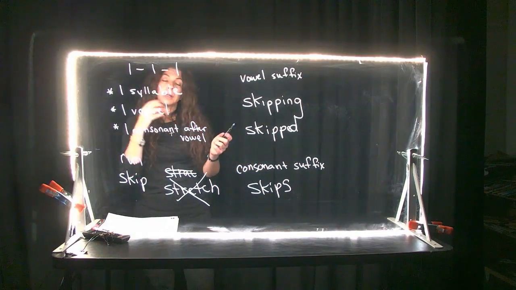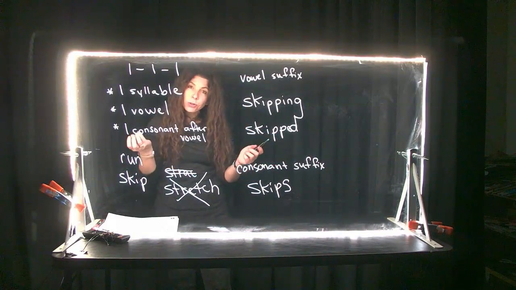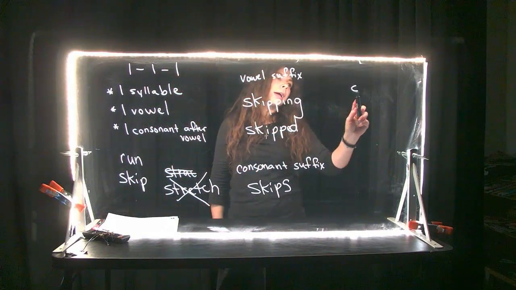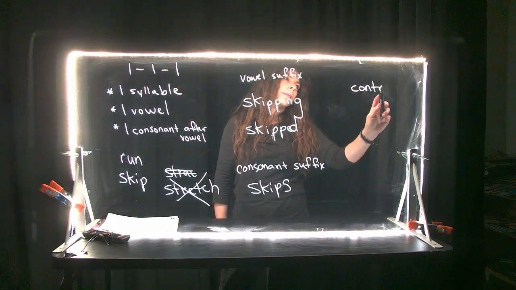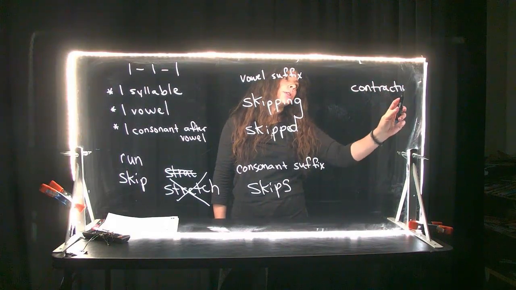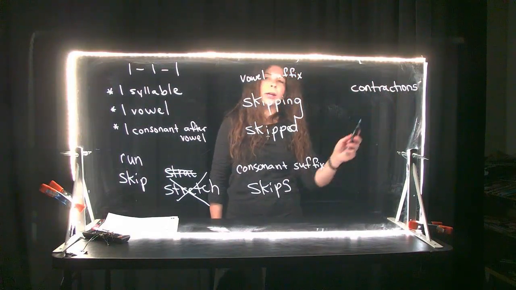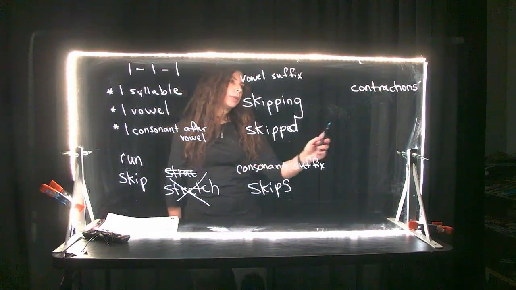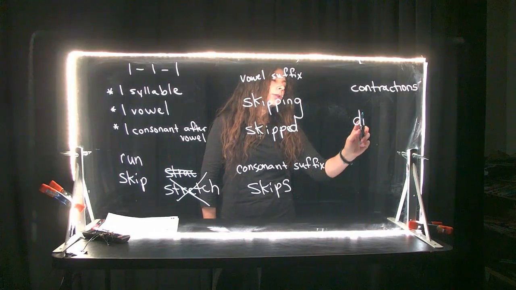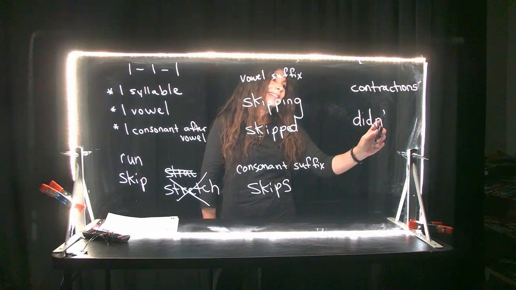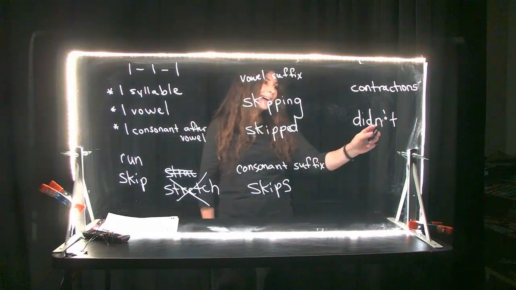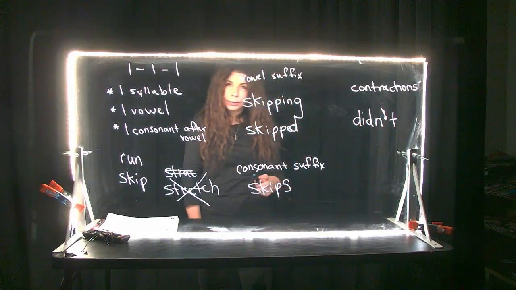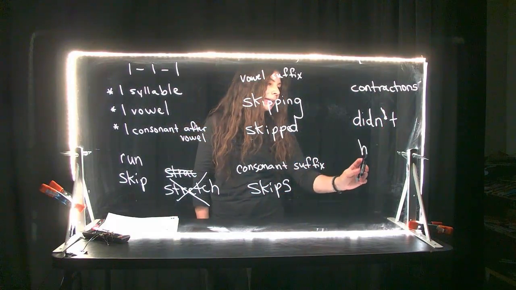Then, the very last thing we did to end off first quarter were contractions. And remember, contractions are when you put two words together and some of the letters are dropped out and placed with an apostrophe. Remember, if you're doing the contraction didn't, like did not, didn't, remember it's apostrophe T. The apostrophe takes the place of the O, right? Did not becomes didn't. He's going, he is.